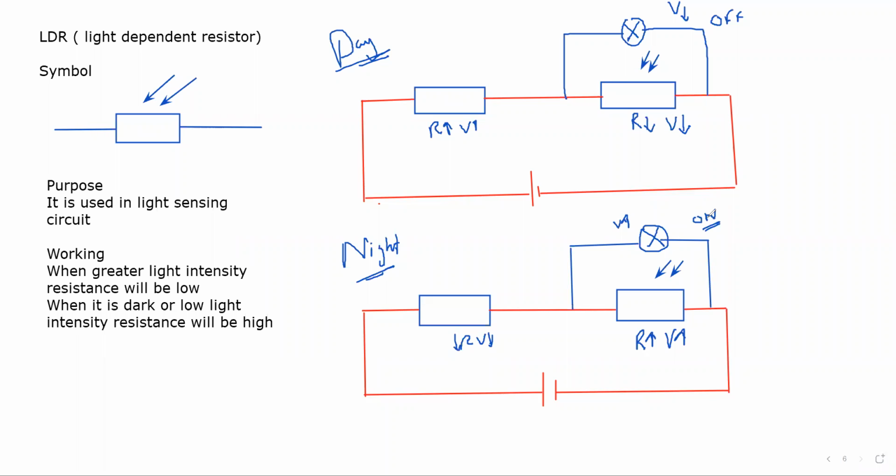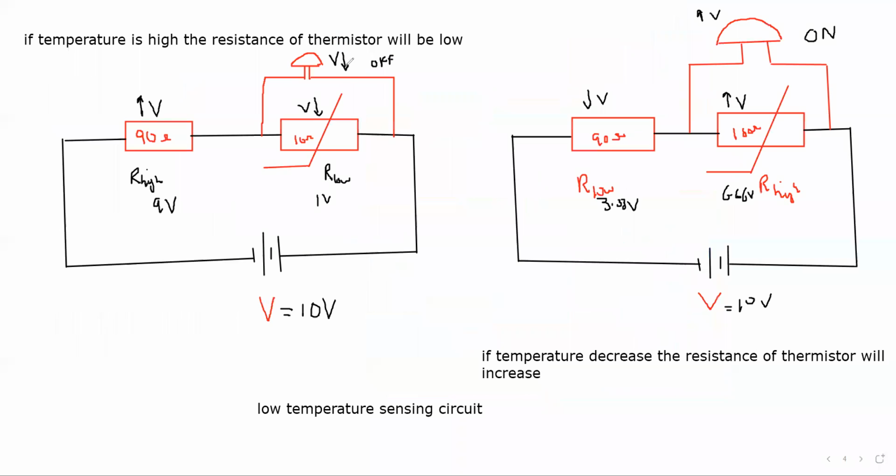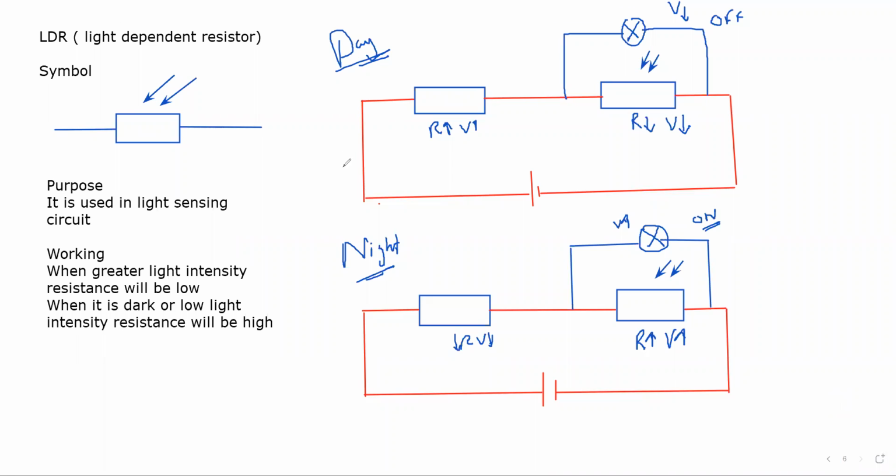So LDR is basically used in a light sensing circuit, and street lights are the best example for using this component. Is the working of this circuit clear? So you can see it is similar to that of a thermistor. The difference is that the thermistor was working with temperature, and the circuit with LDR is working with light intensity. This is a dark sensing circuit, because when it is getting dark, it will work.